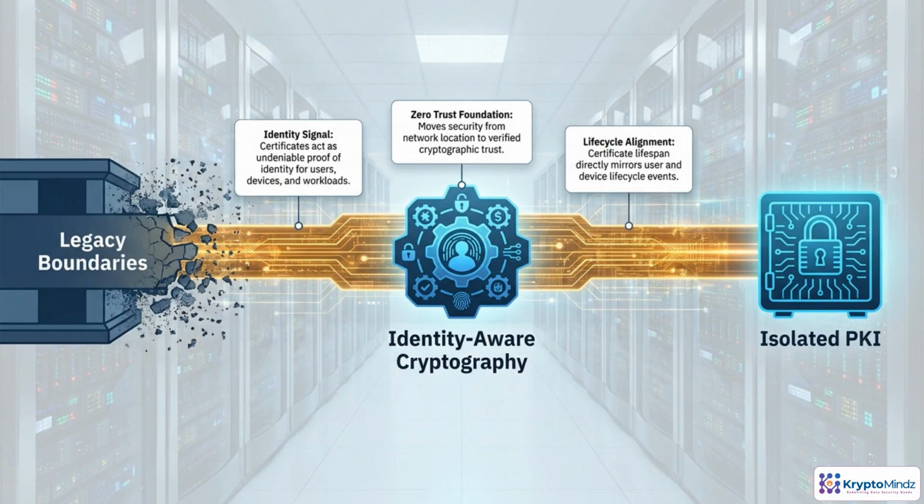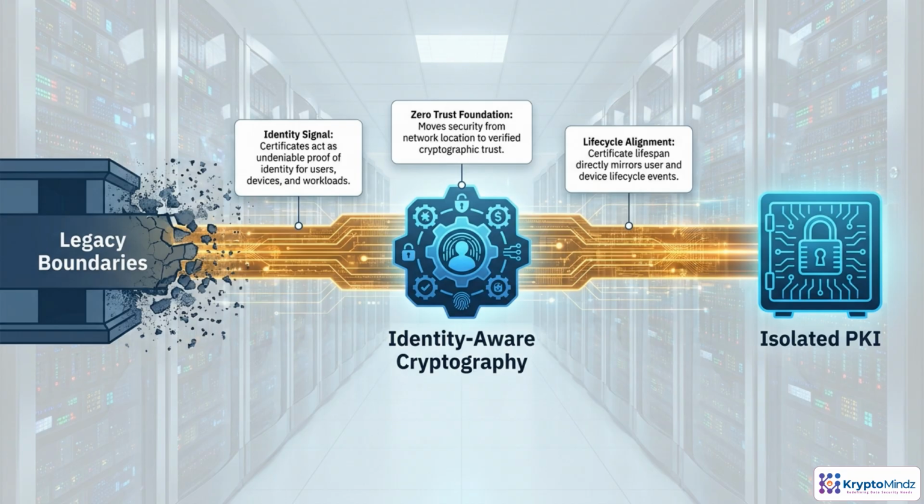Traditional PKI often sat as an isolated security island, enforcing boundaries but not really understanding identity. In modern environments, certificates become a rich identity signal. They don't just encrypt, they prove exactly which user, device, or workload is involved in a way that's cryptographically undeniable. That lets PKI participate directly in zero trust. Access isn't granted because something is on the network, but because a trusted certificate asserts the right identity and purpose.